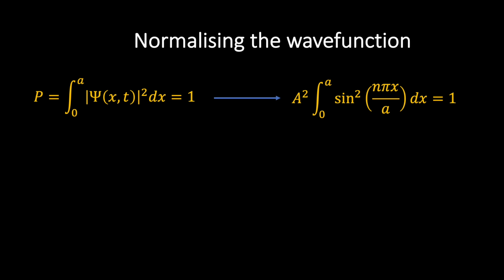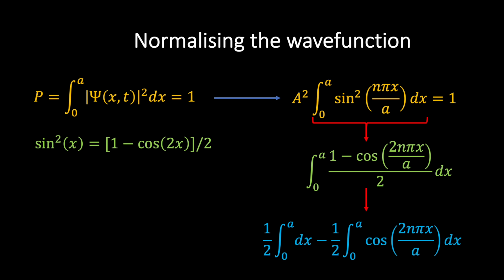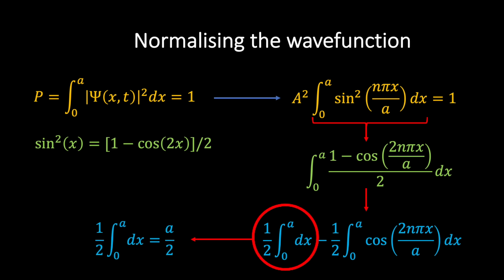In order to evaluate this integral, we use the trigonometric identity sine squared of x equals (1 minus cos of 2x) all divided by 2, and this allows us to rewrite the integrand in terms of cosine as follows. If we then write this as two separate terms, we find the following blue expression. The first term can be integrated immediately, in which case we find the following simple result. But what about the second term?